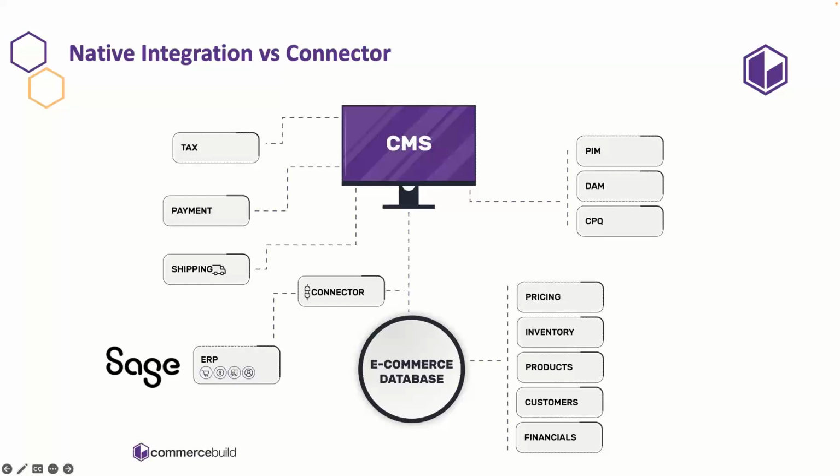So these are all third-party connections because those other providers, they want to be the center of truth. They want to be the center of the universe. So what you have to do is you have to build out tax, build out payment, build out shipping, a PIM, a DAM, a CPQ. You have to build all that inside of the e-commerce application and manage that data in that particular location.